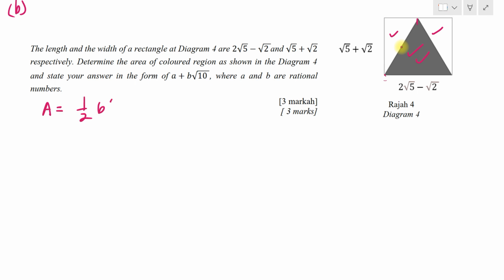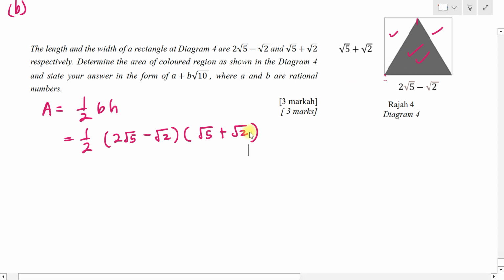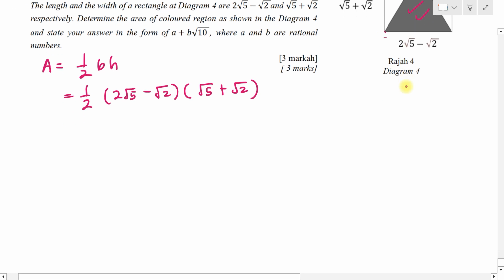Area of triangle is half base height. Base there, 2 surd 5 minus surd 2, and the height there, surd 5 plus surd 2. Okay, we find the area of triangle first, and then we see, because I printed in black and white, so we don't know which part they meant by the colored region. This one, 2 can cut? Cannot, because you need to cut both places. This one inside the surd cannot, so we try to multiply in first.